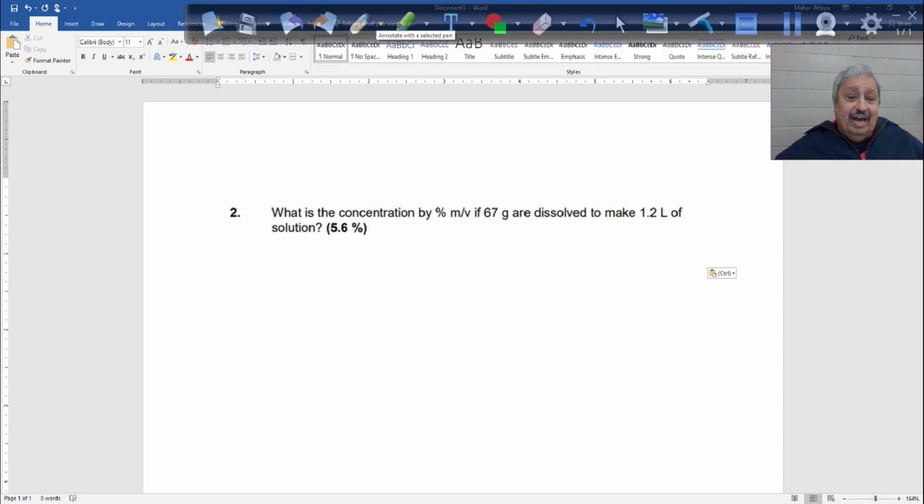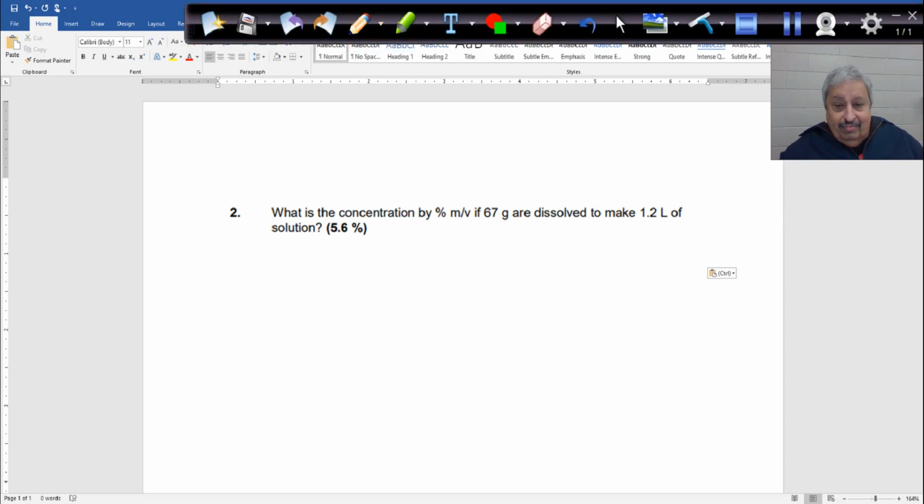So now it says, what is the concentration, mass over volume? Mass of 67 grams. There's no decimal, but since it has two sig figs, I will put the decimal here. Two sig figs, so our answer has to have two sig figs, dissolved in 1.2 liter of solution. Correct? So mass over volume percentage, it has a unit.